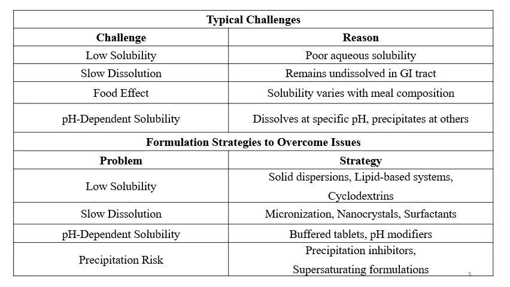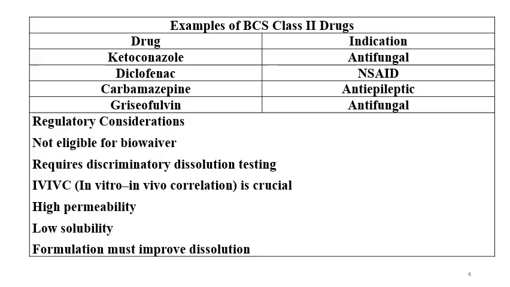pH dependent solubility is the problem. So you can make the tablets with buffered composition. Buffered tablets can be made and pH modifiers can be used. Precipitation risk. This is one of the most important problems, and because of which there is a variation in the bioavailability and problem in the bioequivalence. So precipitation risk can be solved by using the precipitation inhibitors and making the supersaturating formulations.